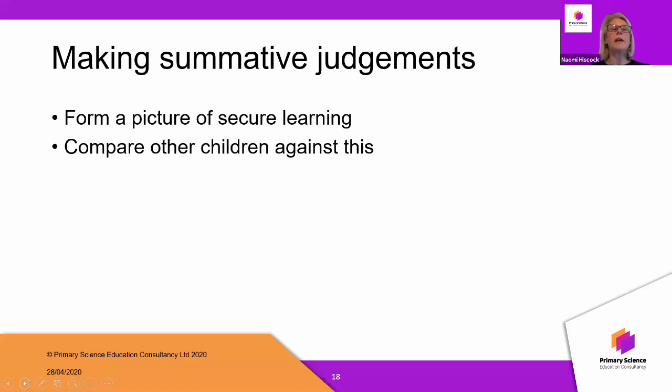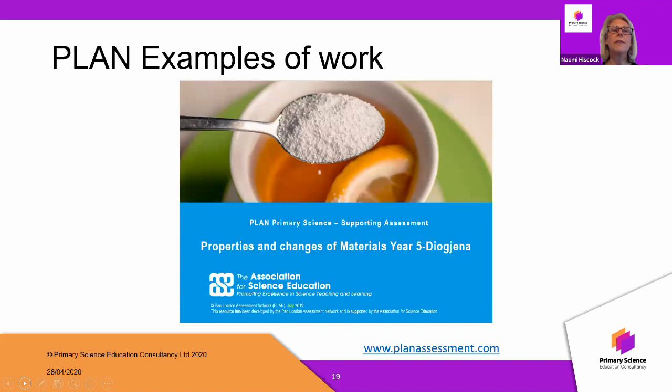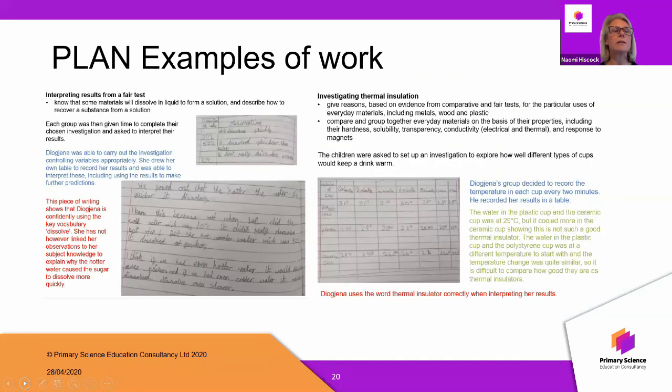So as far as making our summative judgments, it's really supportive if we know what it's going to look like, and then we can compare that with other children. And this is where the plan examples of work come into use. Each example of work takes one child's learning through an entire topic, so you've got all the work, all the activities that took place. They look a little bit like this.